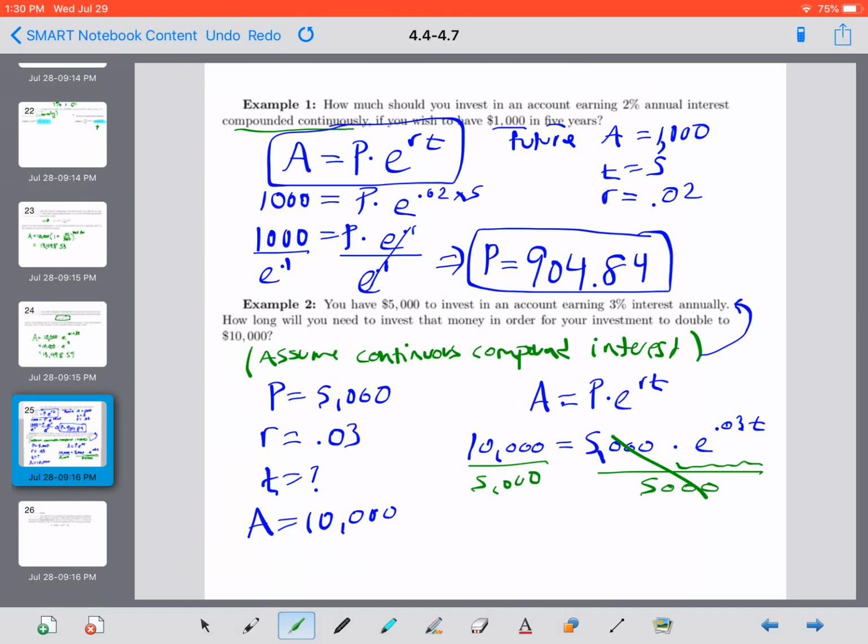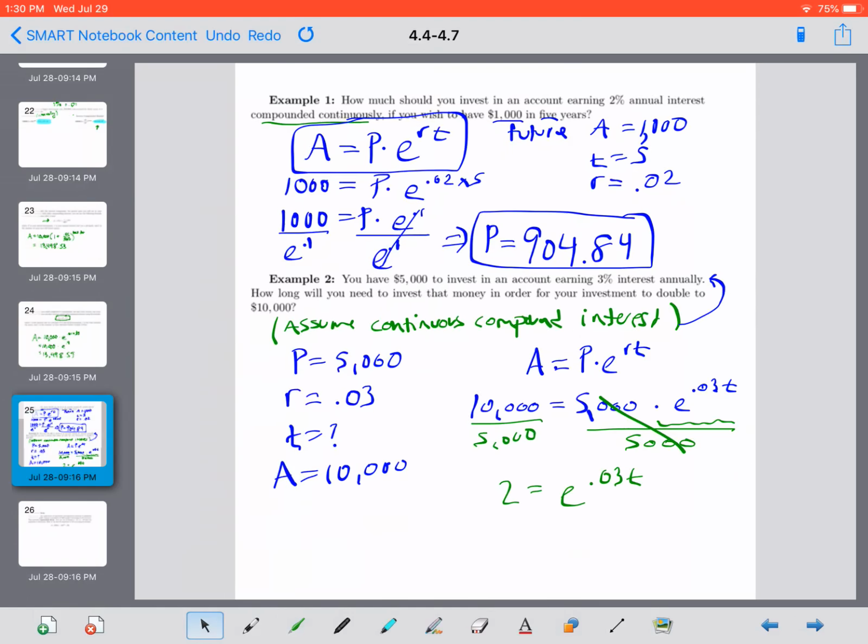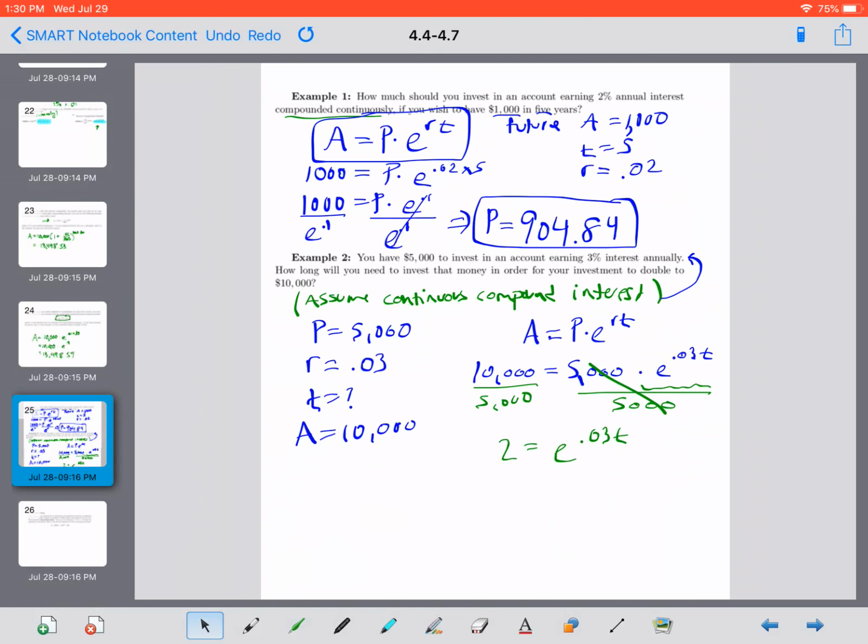Now on the left-hand side, 10,000 divided by 5,000, that's just plain 2. So we have 2 is equal to e raised to the 0.03t. Now to solve this for t, I need to get that out of the exponent, so I need to do the inverse operation of e to the something. The inverse operation of e to the something would be log of something, or natural log of something. So I'm going to take ln of both sides. I can do this because of that one-to-one property we talked about in the last video.